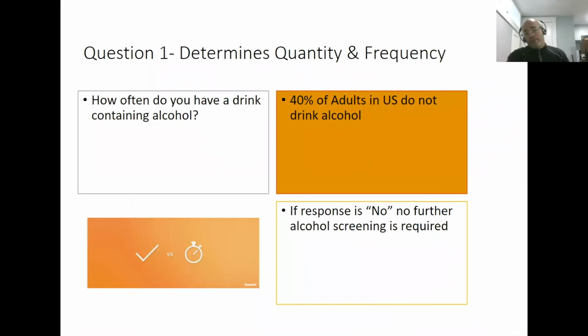Question 1, if they answer no to how often do you have a drink containing alcohol, guess what? All right, that's a no. So you move on. You give them a positive affirmation. You give them a little bit of education if you feel it is necessary or appropriate, and then that's it.